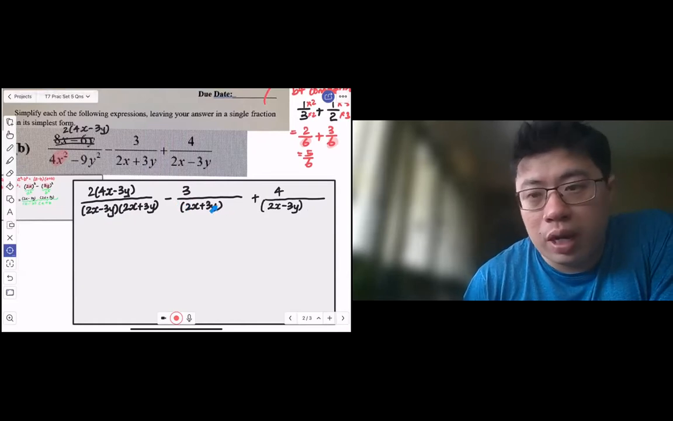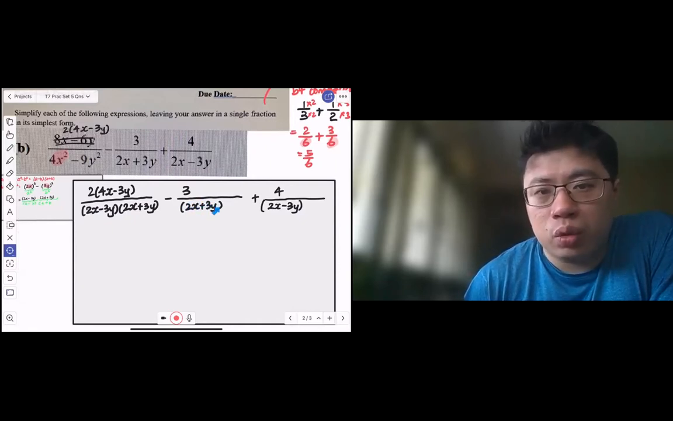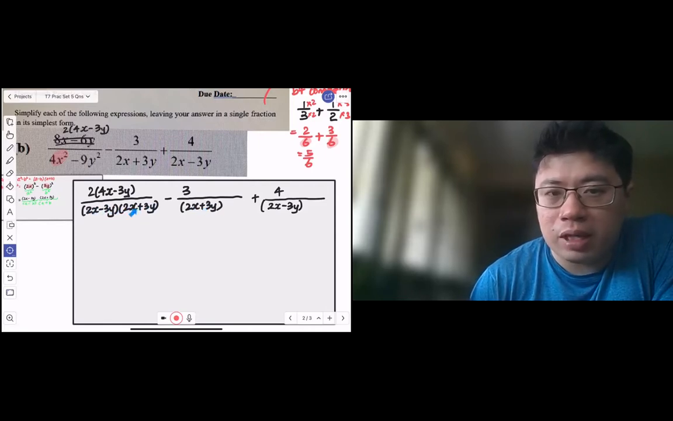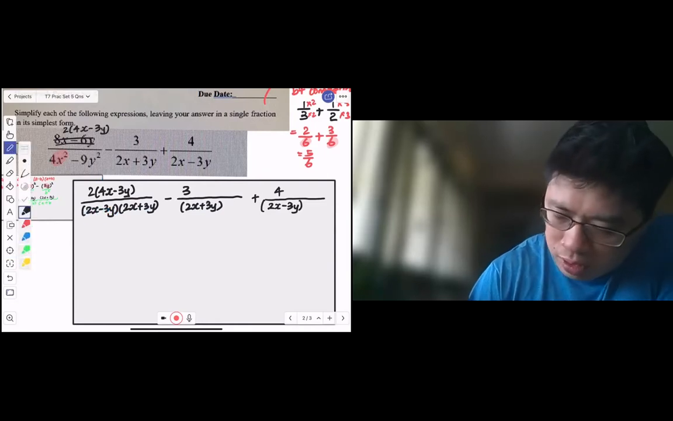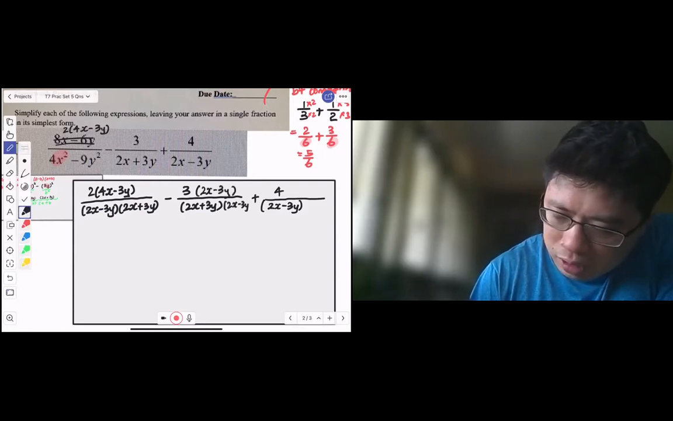So remember, we always try to find the LCM of the denominators in order to create the same denominator. So what I want to do is take 2x plus 3y and make it look like this. Now from 2x plus 3y, if I want to create this as my denominator, I need to multiply by 2x minus 3y. So 2x minus 3y is here, 2x minus 3y. Okay, that's the extra term that I'm going to create.